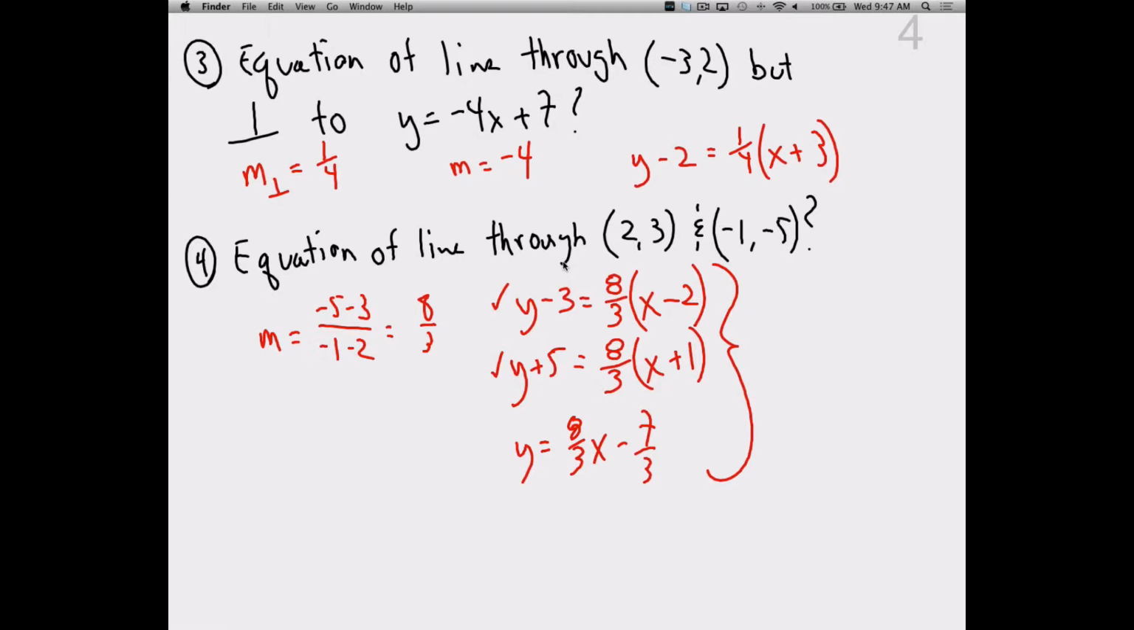Okay, we good? Questions? Hot diggity. Take out your homework then. Let's take a look at the 2-2 homework first.